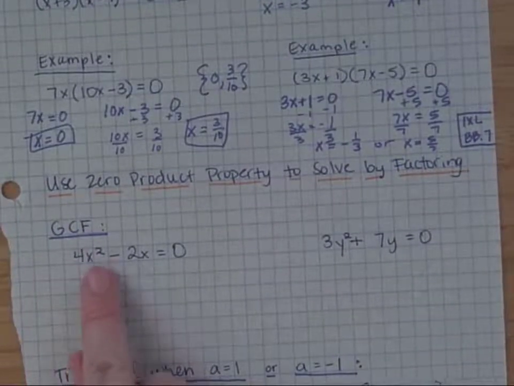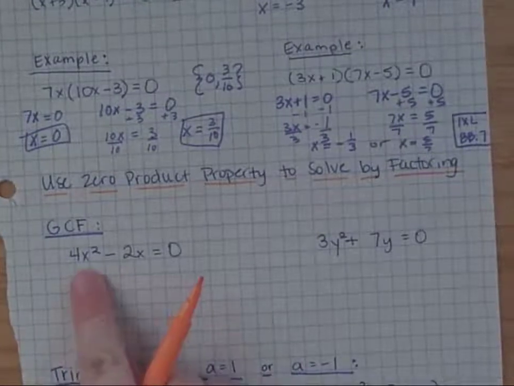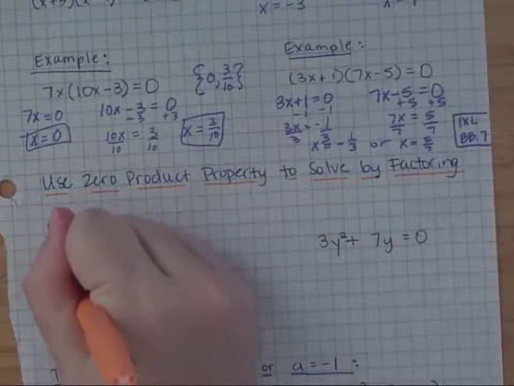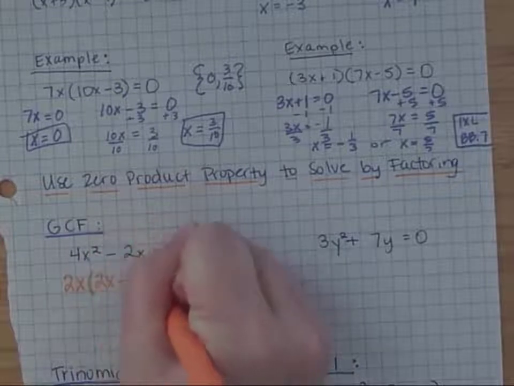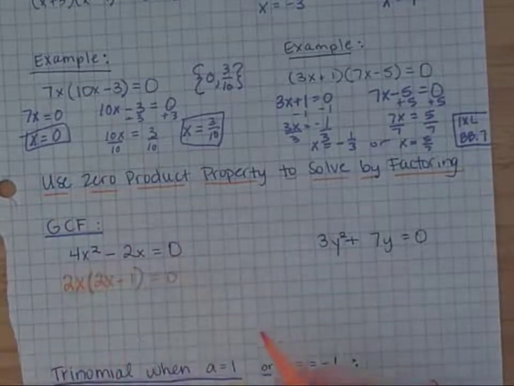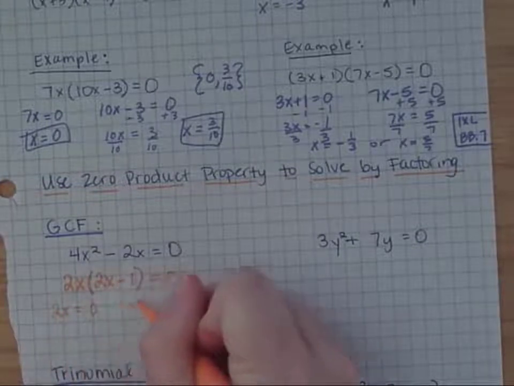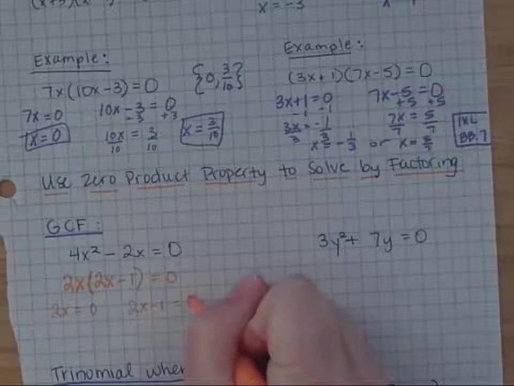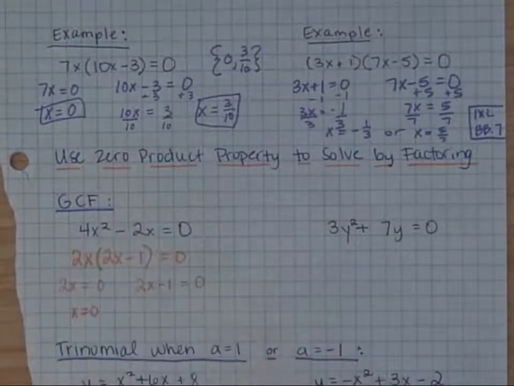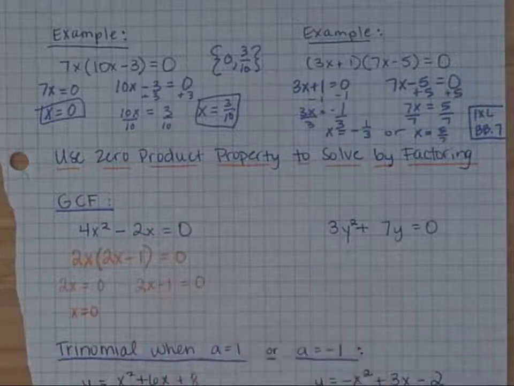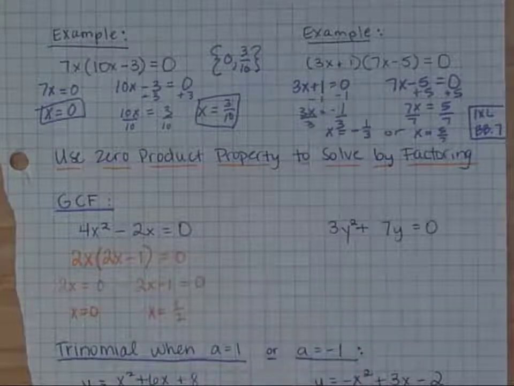So in this case, what if we just have a GCF? My GCF here is 2x. So 2x times 2x minus 1 equals 0. So using the zero product property, I know that 2x equals 0, or 2x minus 1 equals 0. If this equals 0, then x equals 0. But if this equals 0, I add 1 to both sides, divide by 2, x would equal 1/2.